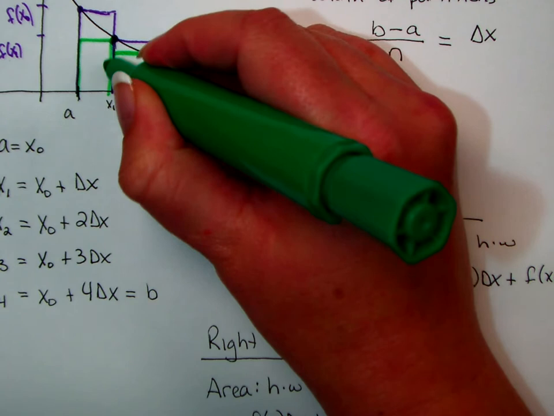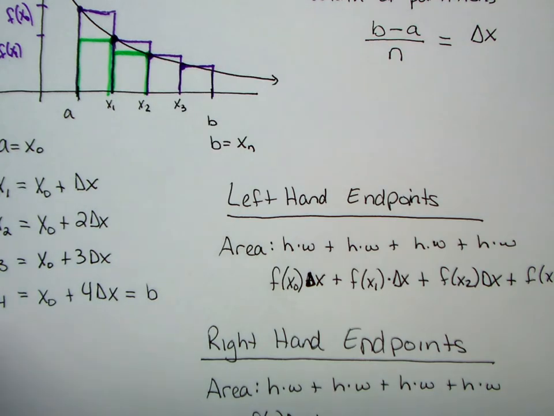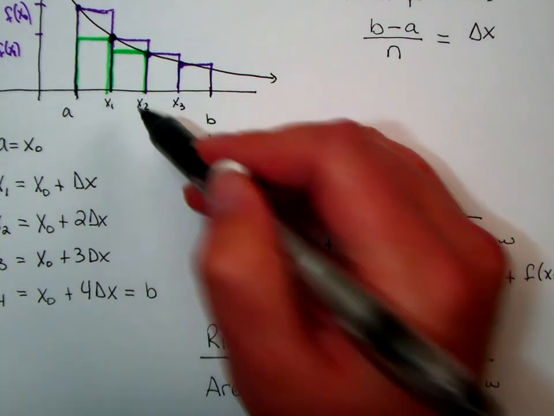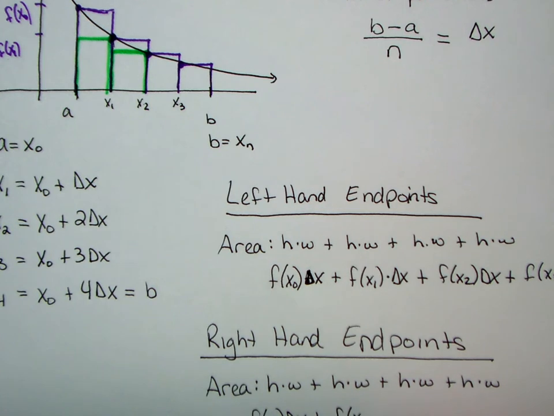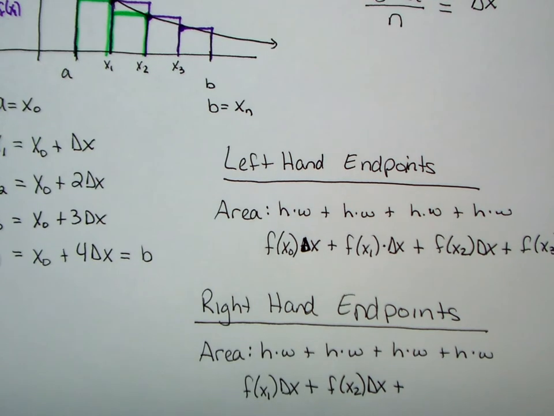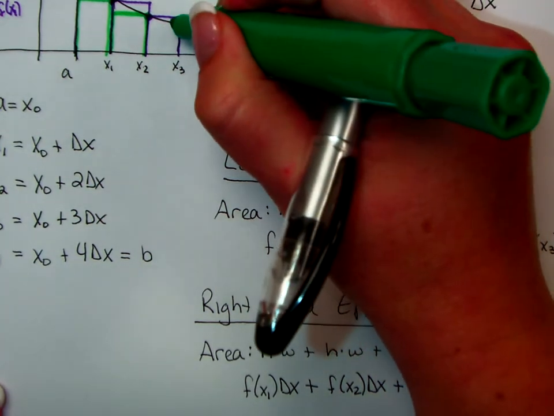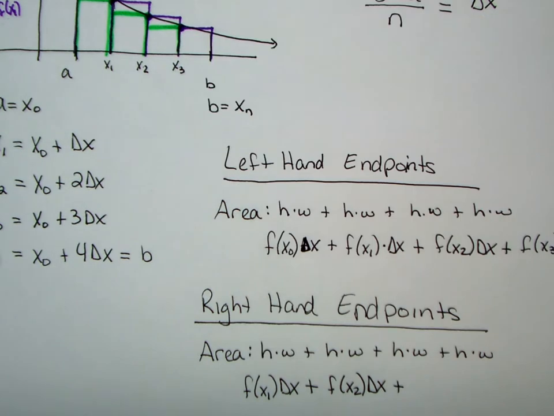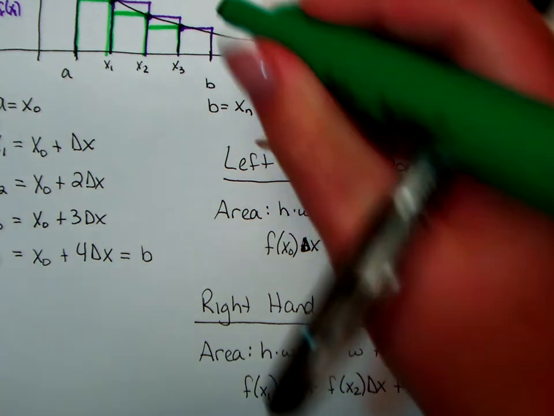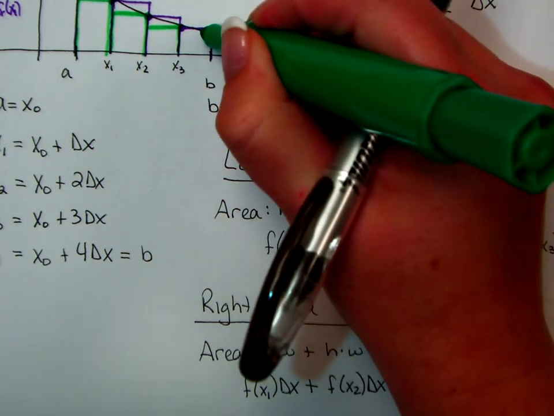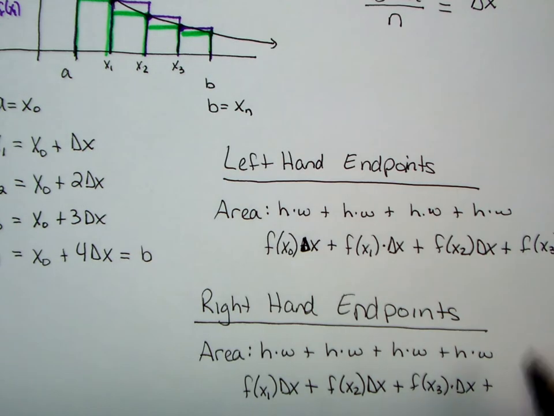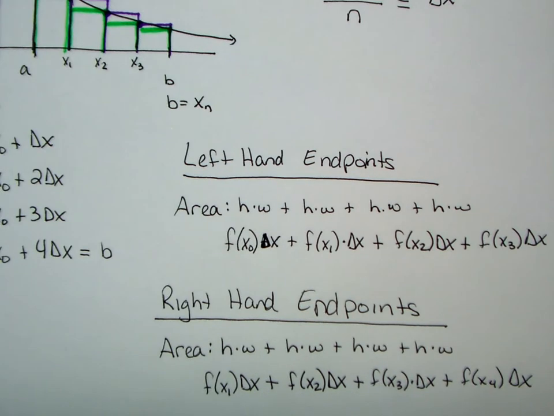So again, that green rectangle is kind of an underestimate. But on the right-hand side, we're using the x sub 2 partition. So we're doing the function value at x sub 2 for the height, and then delta x for the width. All right? So likewise, we're going to do the function value at x sub 3 for the height of the third rectangle times delta x for the width. And then the last rectangle, we're going to do the function value at x sub 4, right, which is the same thing as b, but I'm going to use x sub 4, and then delta x for the width.